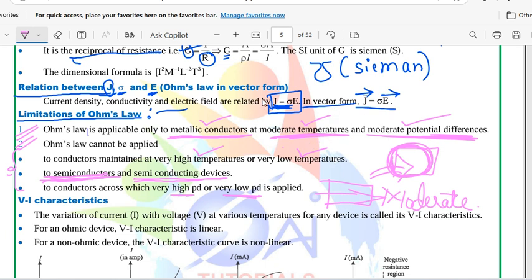It should also not be applied to semiconductors or semiconducting devices. Okay, the last one is that Ohm's law cannot be applied to conductors across very high potential difference or very low potential difference. The potential difference should be moderate, lying between the very high and very low potential differences. So these are the limitations of Ohm's law.